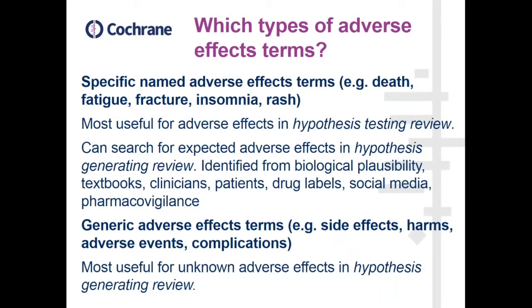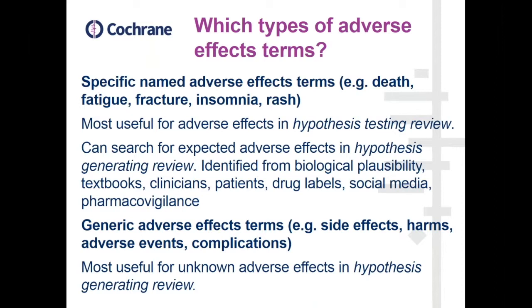Now, there's two types of adverse effects terms that are worth searching. That is the named adverse effect, such as death, fatigue, fracture, insomnia, rash, etc. And these terms are obviously most useful when you know the adverse effects that you're looking for. This is when you have a hypothesis testing review, such as, for example, the review that we did on fracture risk with glitazones, where we knew that the adverse effect was fracture.